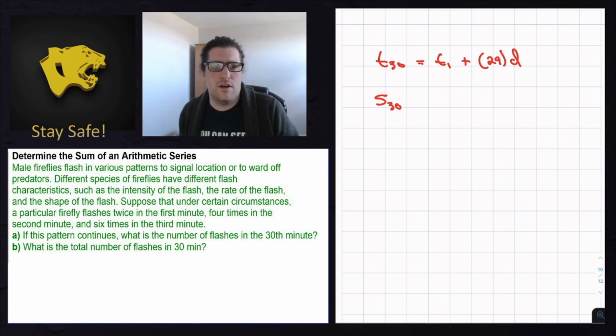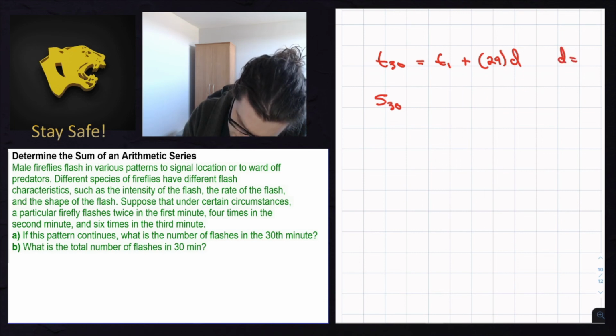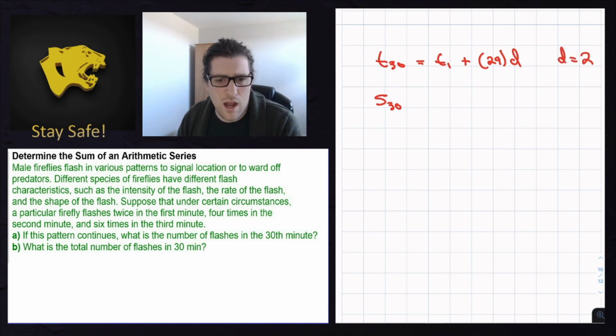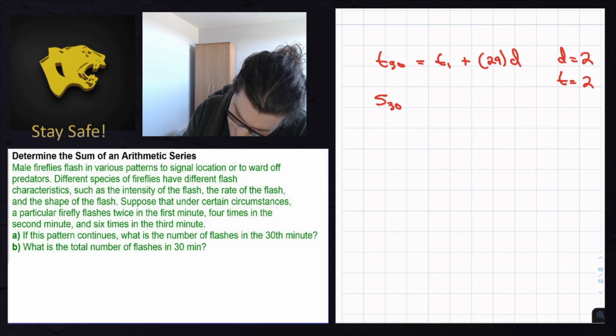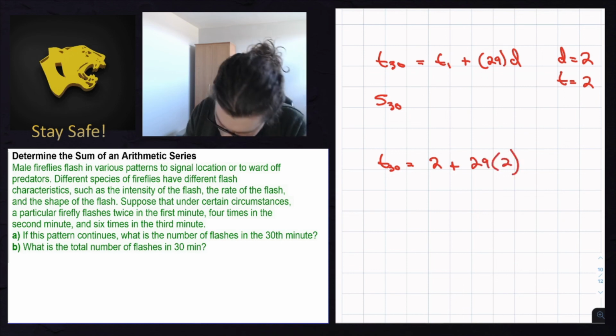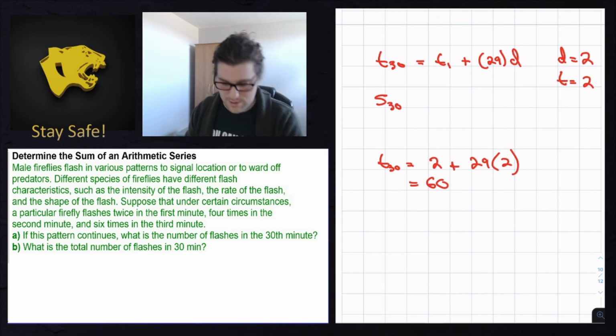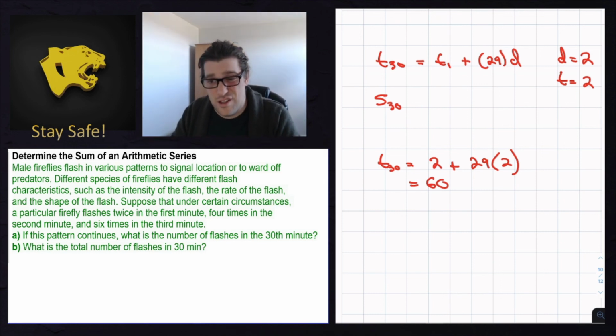Now, if I look here, it says flashes twice and then 4 times, then 6 times. That's a common difference of 2. So it goes 2, 4, 6. I also know the T1, I don't have to go looking for either. I know the T1 is 2. So what that means is that T30 is equal to T1 of 2 plus 29 times 2. So that's actually just 30 times 2, which is 60. So it's going to flash 60 times in the 30th minute.